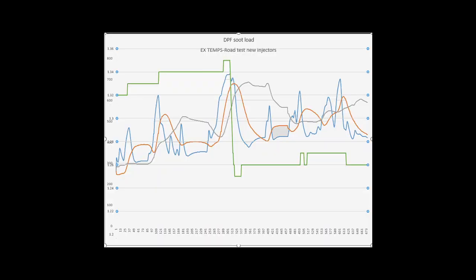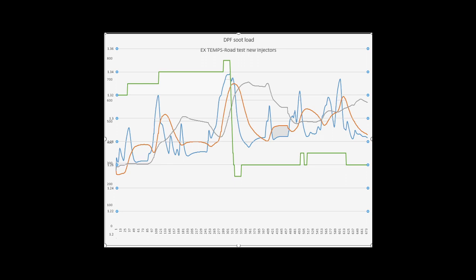Here we are after our final road test with the new injectors installed. As you can see, the soot load has gone down once the DPF got hot enough to burn the soot that was in it. That's the gray line there. You can see how elevated it is. That's where the soot was burning out, and then it goes down significantly, and our soot load goes down and it stays down. That's what should happen if the engine is running correctly.